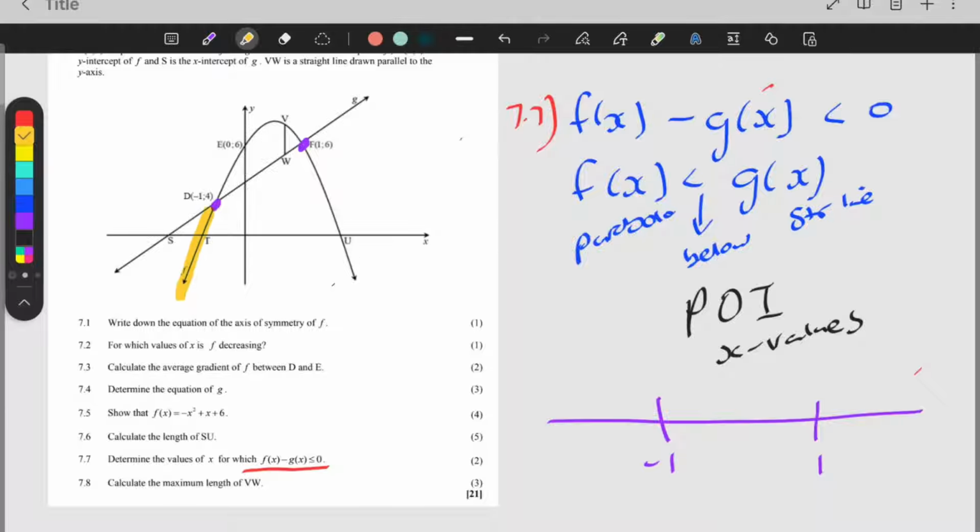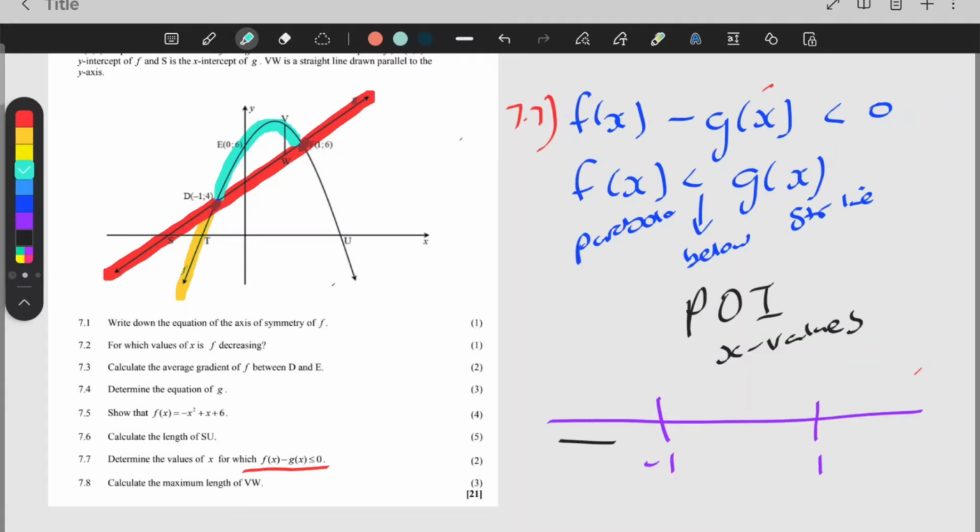So I go from left to right. Is the parabola above or below the straight line? Let me highlight the straight line in red. So there's the straight line. Is the parabola above or below? It is below. So before negative 1, it's below. Let's use another color. It's below. Then from negative 1 up until positive 1.